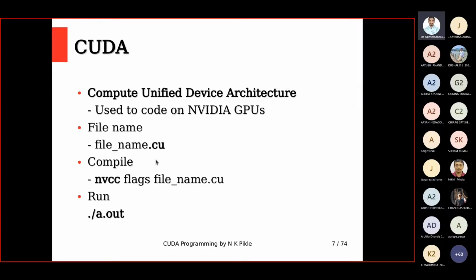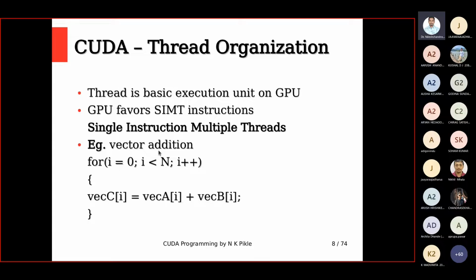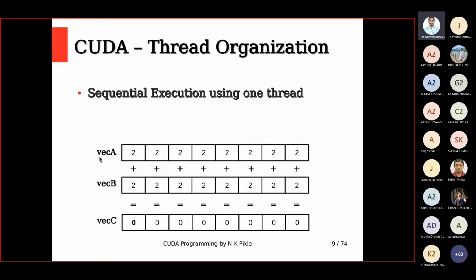Okay, now the thread organization is very important, and for that we will try to understand it with a simple example, that is vector addition. Vector addition means we'll have two arrays and we have to perform addition of those array elements. Let's say we have arrays A, B, and C. Arrays A and B are added together to get array C, adding corresponding array elements. For example, let's say array A is initialized to 2 and B is also initialized to 2. Now we have to perform A plus B, with corresponding element-wise addition.